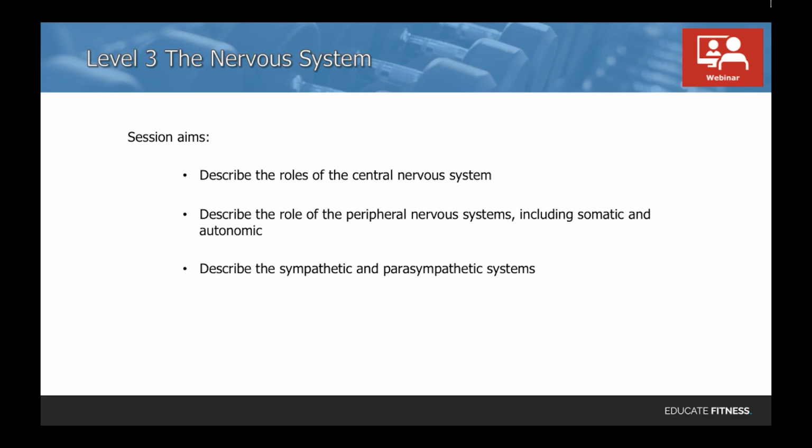We are going to describe the role of the central nervous system, describe the role of the peripheral nervous system, and this branches off into the somatic and autonomic branch, so we would talk about that also. And then finally, for the first half, describing the sympathetic and parasympathetic systems. Okay, let's move on.